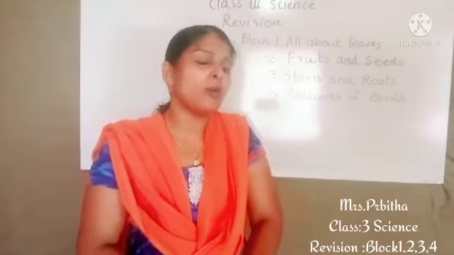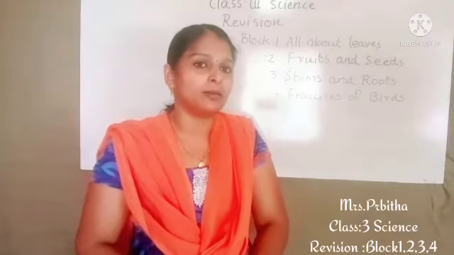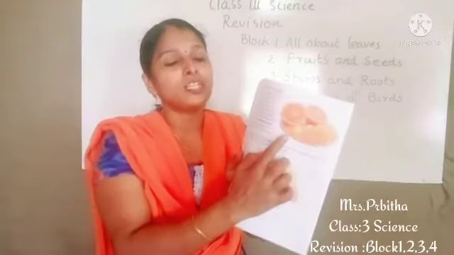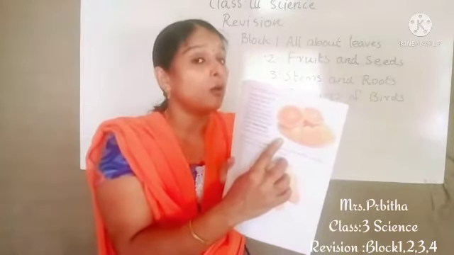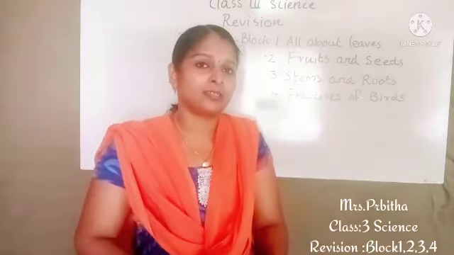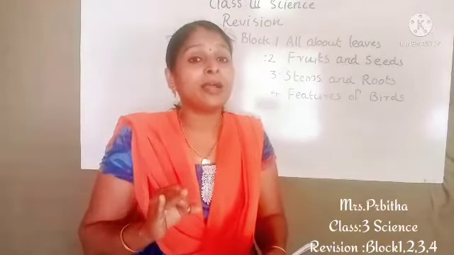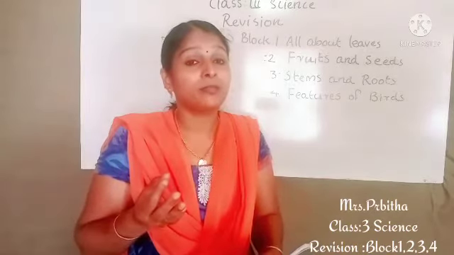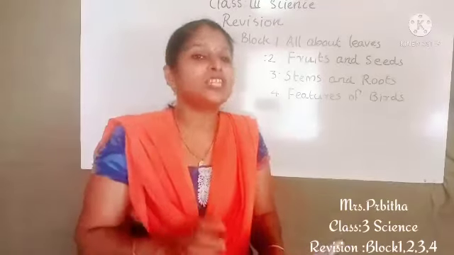Fleshy fruits have pulp inside it. Pulp means soft part will be there. When we cut the fleshy fruits, we can see soft part inside it. This is an orange. Orange is fleshy fruit. Why? It has soft part inside it. Examples for fleshy fruits are orange, papaya, then kiwi, apple, mango. These all are some examples for fleshy fruit.